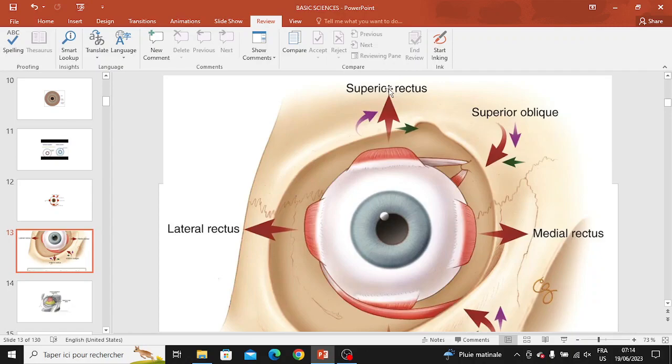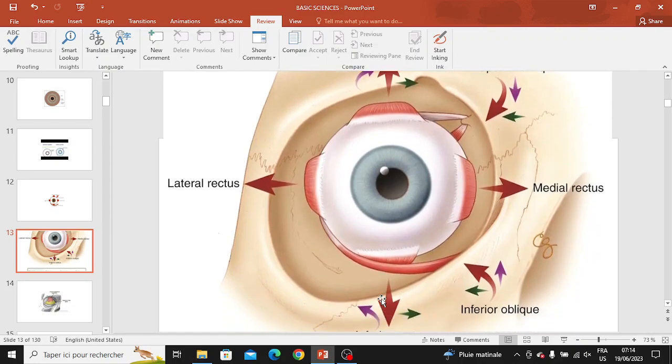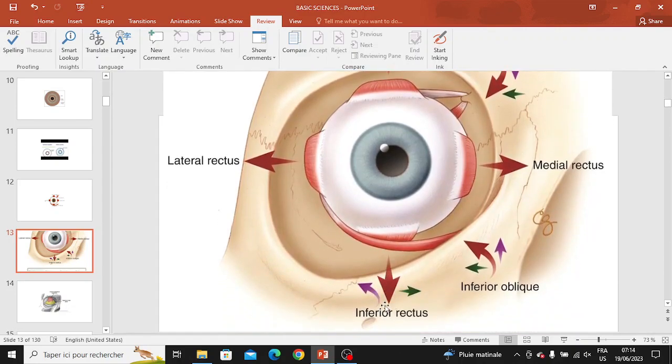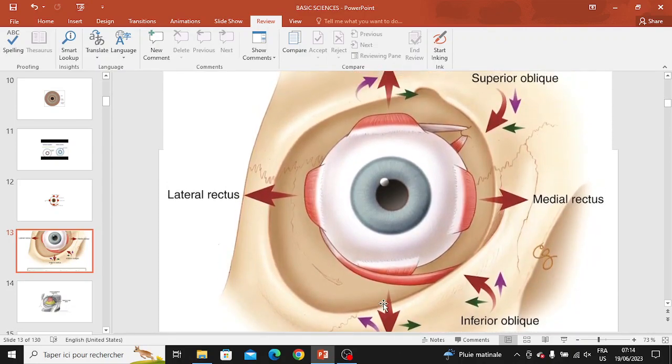There's something you should know, that all the rectus muscles, their function follows their name. So if you hear superior rectus, it means move the eyeball upwards. If you hear medial rectus, it moves the eyeball medially or toward the nose. If you hear lateral rectus, it moves the eyeball laterally. If you hear inferior rectus, it moves the eyeball inferiorly. Okay?